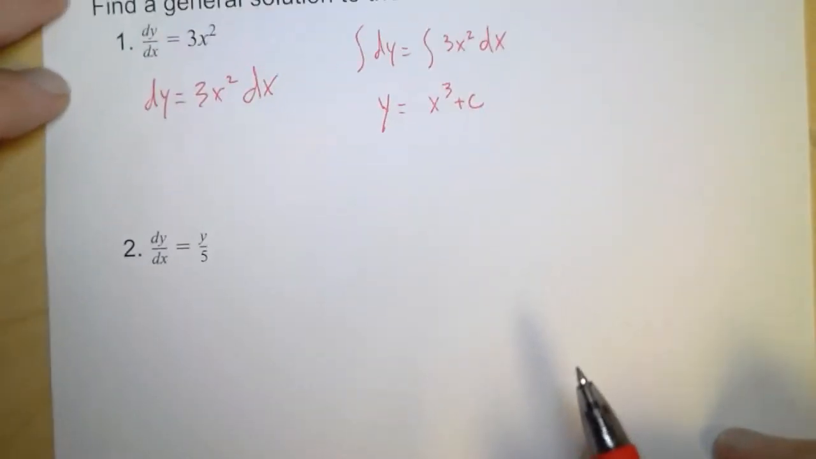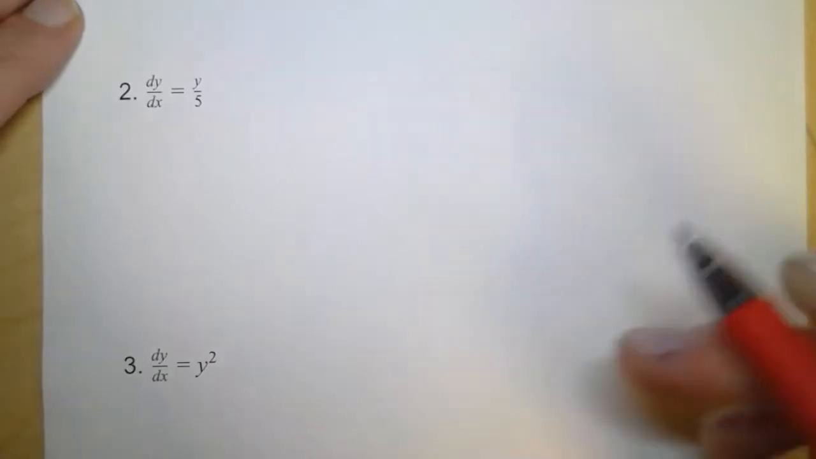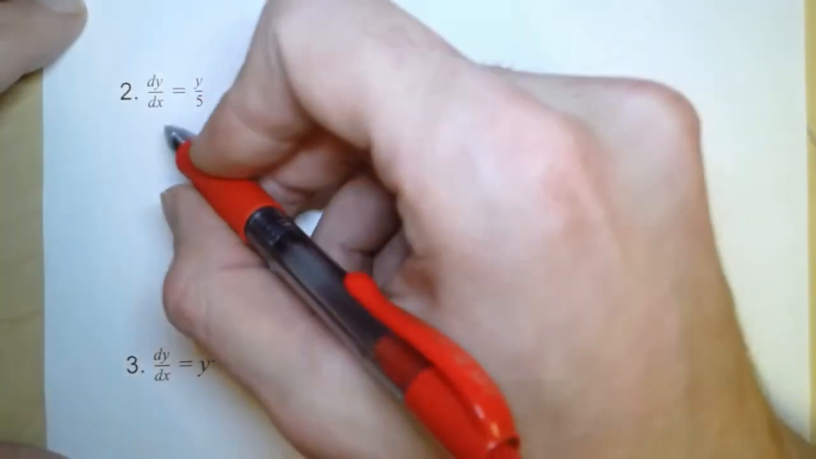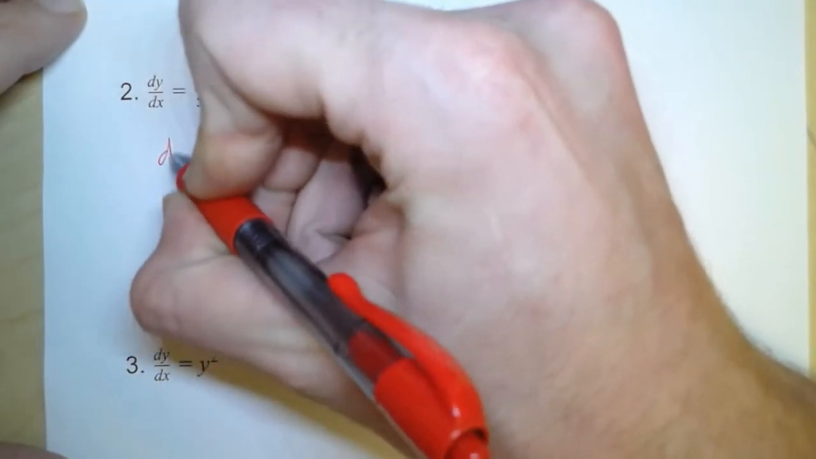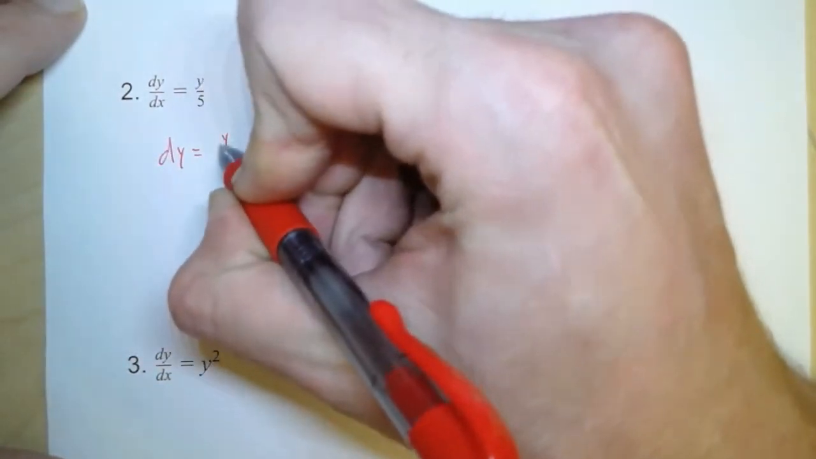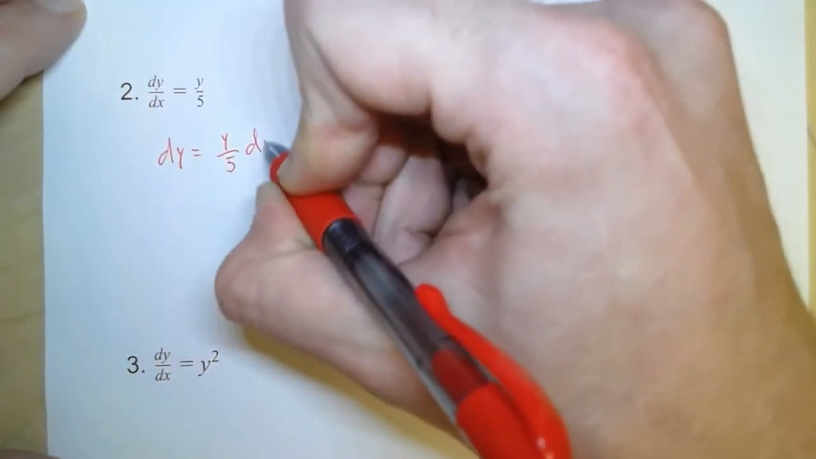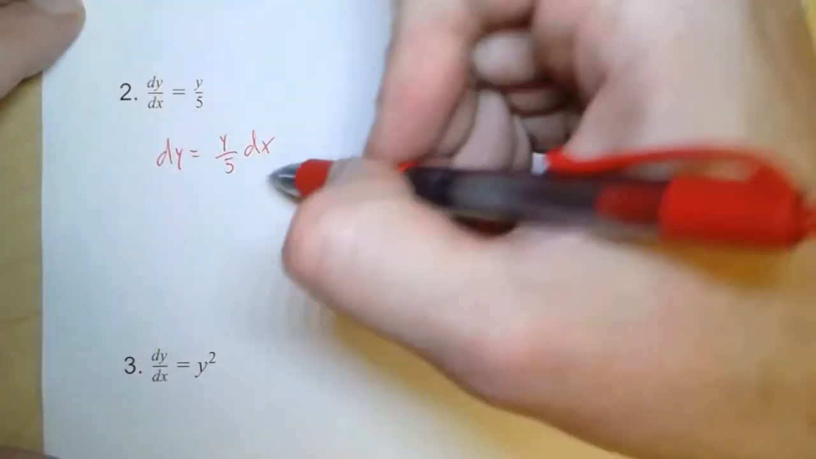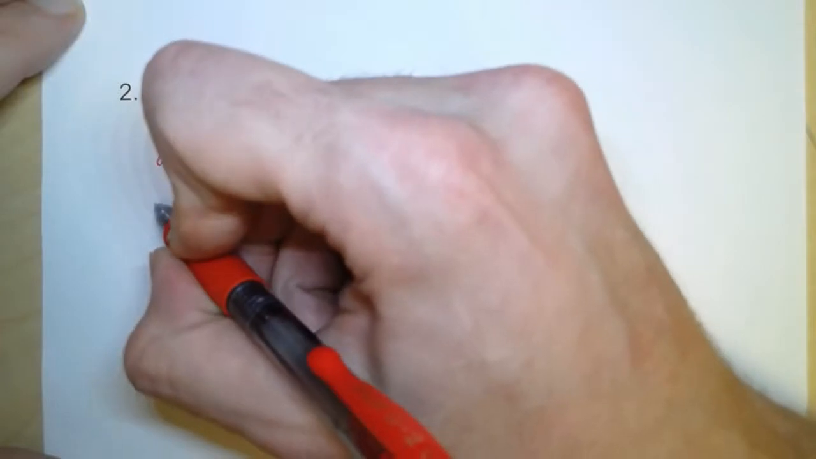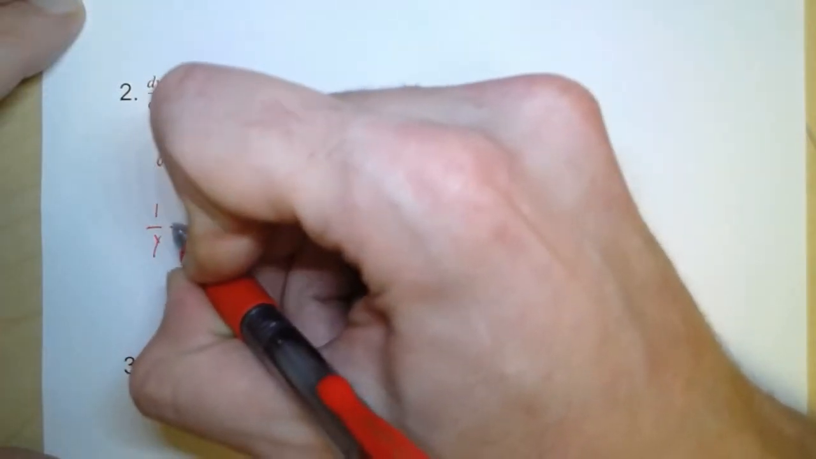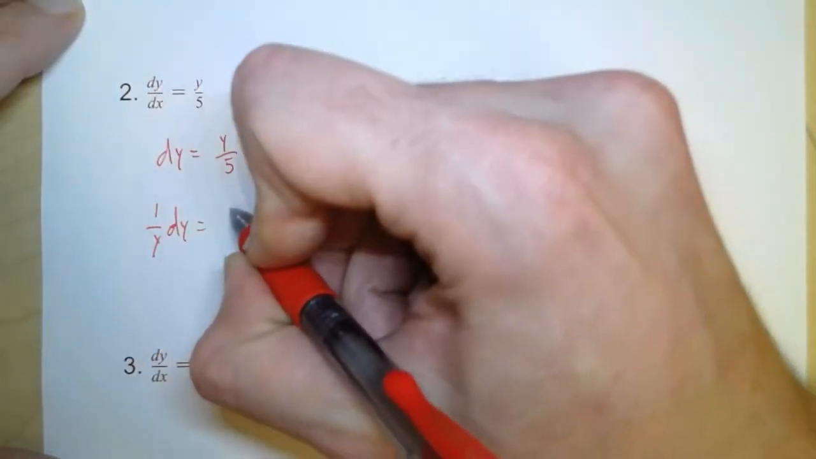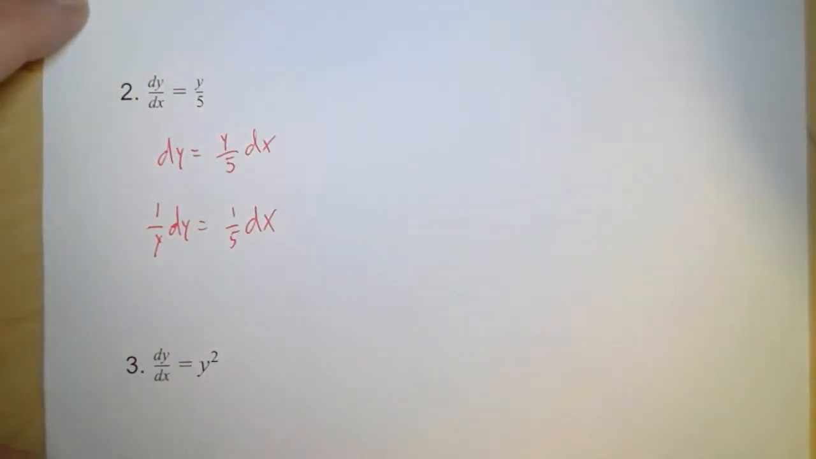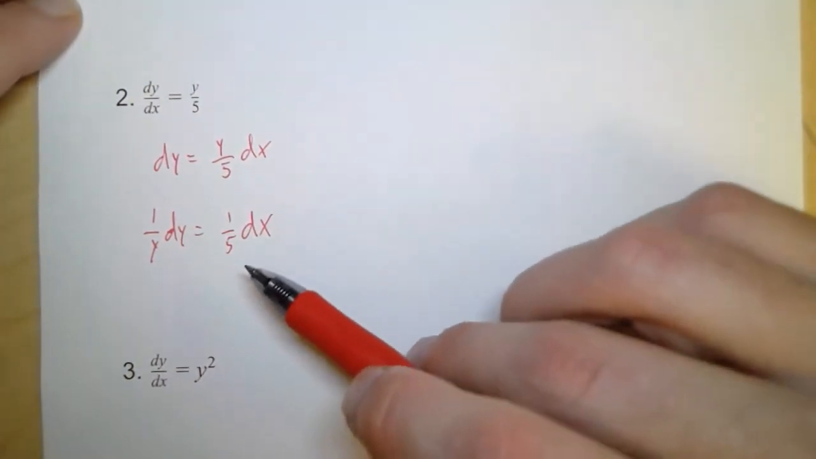So on to the next one. We have dy dx equals y over 5. First step is we're going to separate. If I multiply both sides by dx, I get dy equals y over 5 dx. But I'm not yet separated because I have a y here and a y here. So I need to divide y over to the other side. So I have 1 over y dy equals 1/5 dx. Now that is separated.